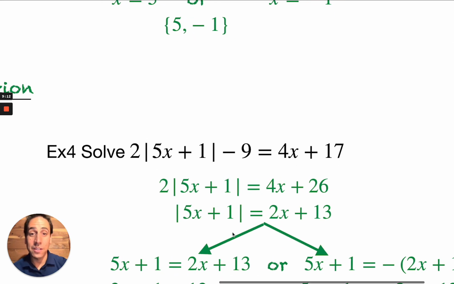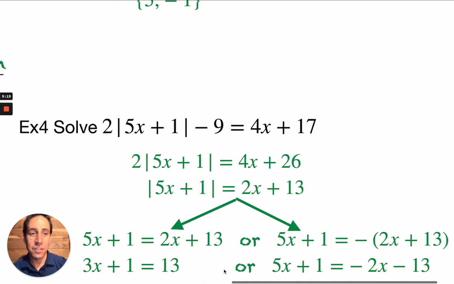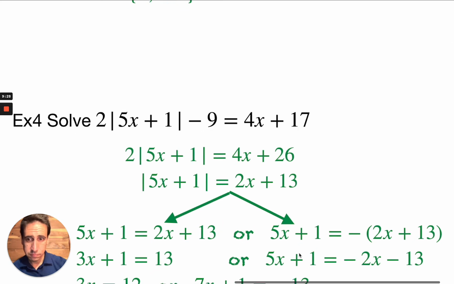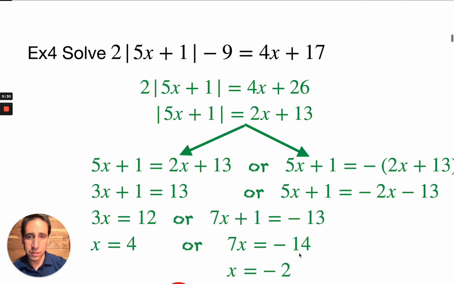And now we get to undo the absolute value. Here's the positive version. I've written 5x plus 1 is equal to 2x plus 13. Here's the negative version. 5x plus 1 is equal to negative, and then in giant parentheses, 2x plus 13. So what that looks like is this. Combining like terms on both sides, subtract 2x from here. 5x minus 2x gives you 3x. Undo the addition, undo the multiplication, and you get x equals 4.